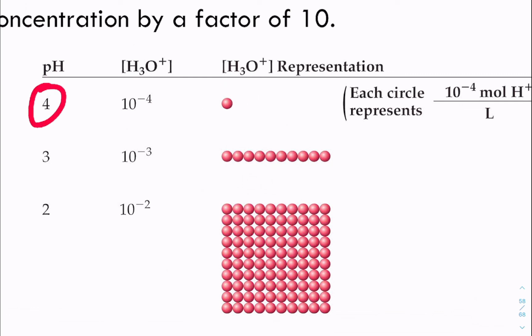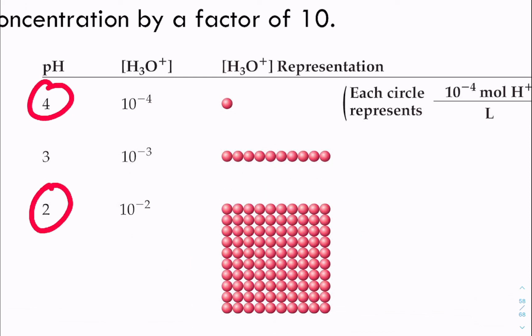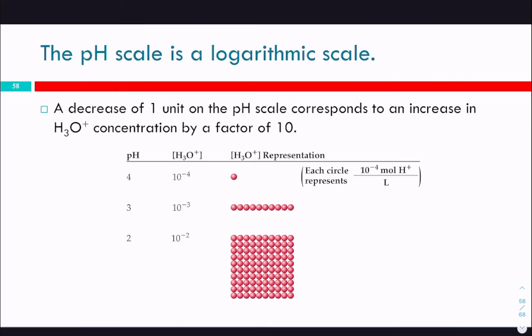If we go from 4 down to 3, that's now times 10 to the negative 3, we've increased our concentration 10 times. And if we go to 2, which is times 10 to the negative 2, we multiply that again by 10. So going from 4 to 2 is not just 20 times, it's 100 times. So this is called a logarithmic scale. Small changes in pH result in huge changes in the actual concentration.